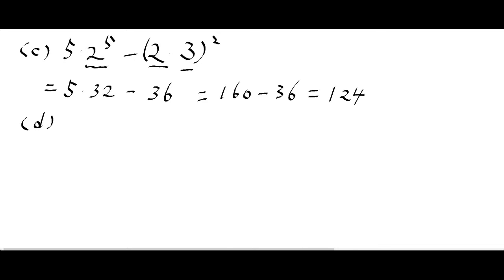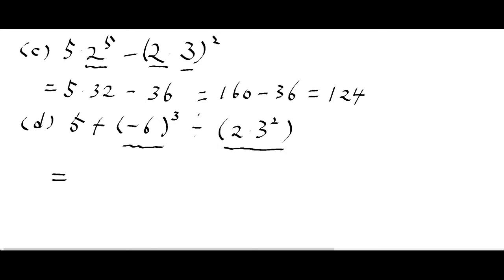For D, they just want to evaluate 5 plus negative 6 cubed, and then 2 times 3 squared. For this one, you can first evaluate this one and this one, and then divide.